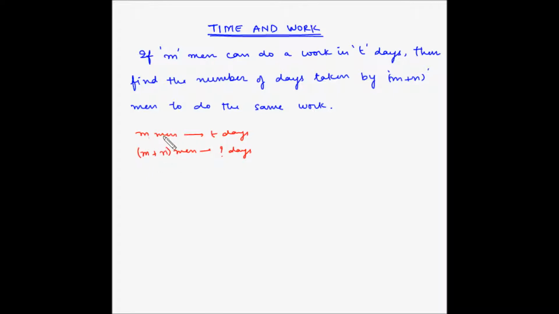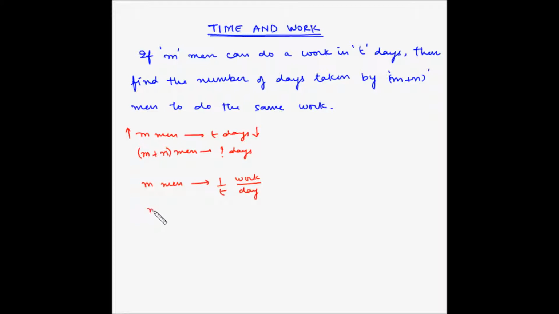Now, number of men and days is an indirect proportionality. So if men increase, the number of days will decrease. So what we need to do is convert these days in terms of work per day to have direct proportionality. So if men increase, the work per day will also increase. So m men can do 1 by t amount of work per day.